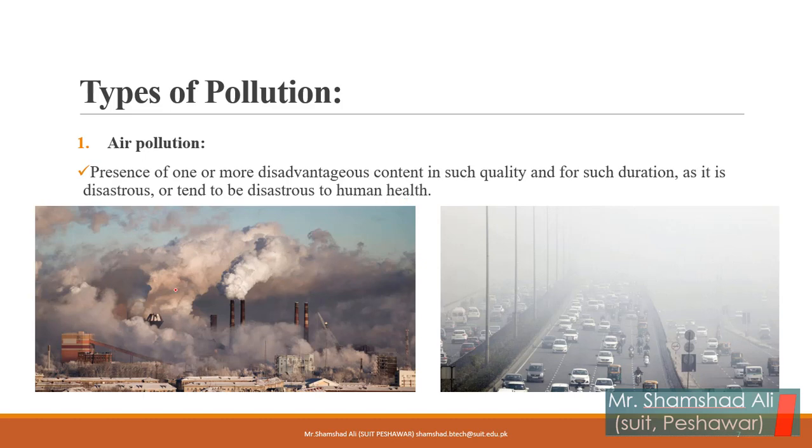As we can see in both pictures, on the left side there is an industrial zone in which there is emission from the chimneys of some manufacturing processes, and here we have some gases and smoke or fog, which is in the form of air pollution. So these are basically air pollution.